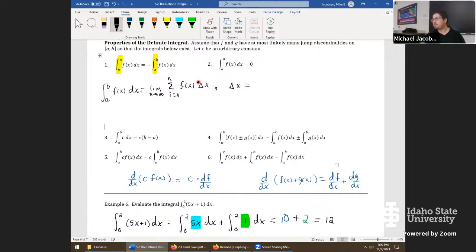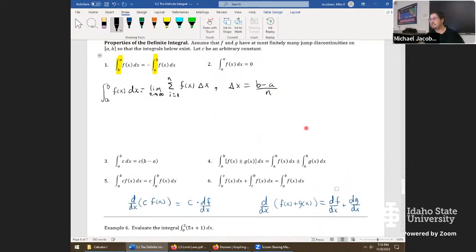But here delta x is going to be b minus a divided by n. Now imagine what you would do if you swapped that delta x. Let's set negative delta x to a minus b over n. Now we're swapping the limits of integration. I factored a negative sign out of the numerator to get that negative delta x.